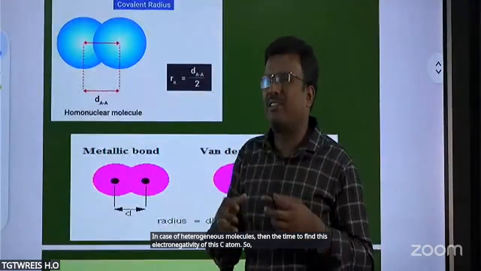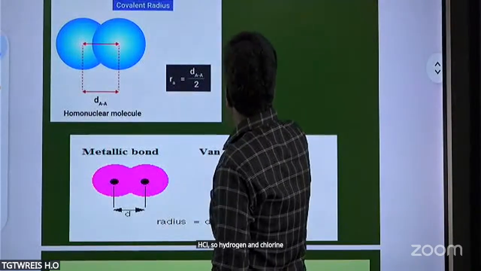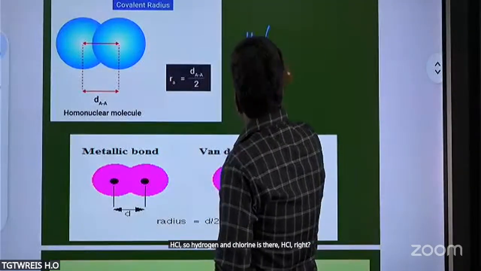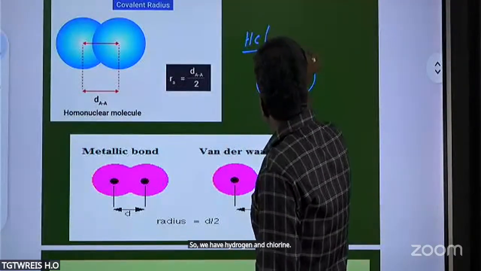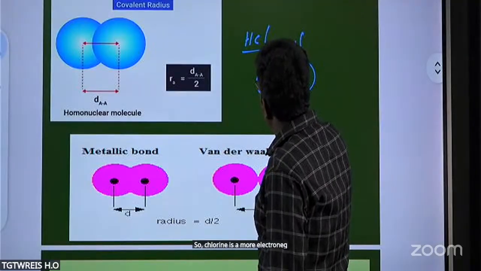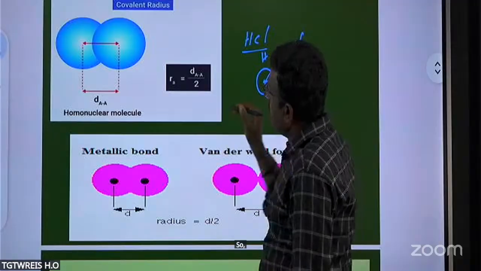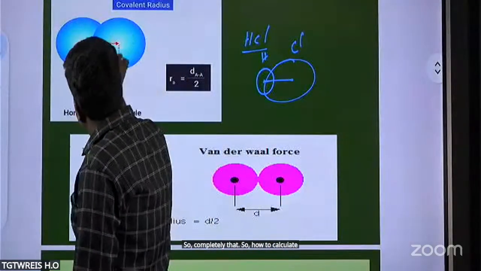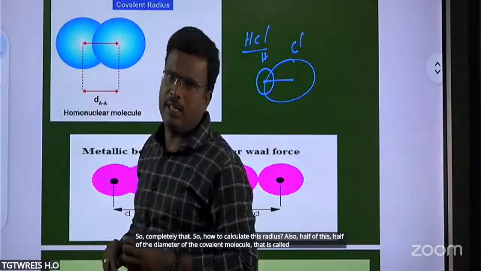For example, HCl: hydrogen and chlorine. Chlorine has more electronegativity than hydrogen, so the bond is shifted toward it. So how do we calculate this radius? Half of the diameter of the covalent molecule is called the covalent radius.